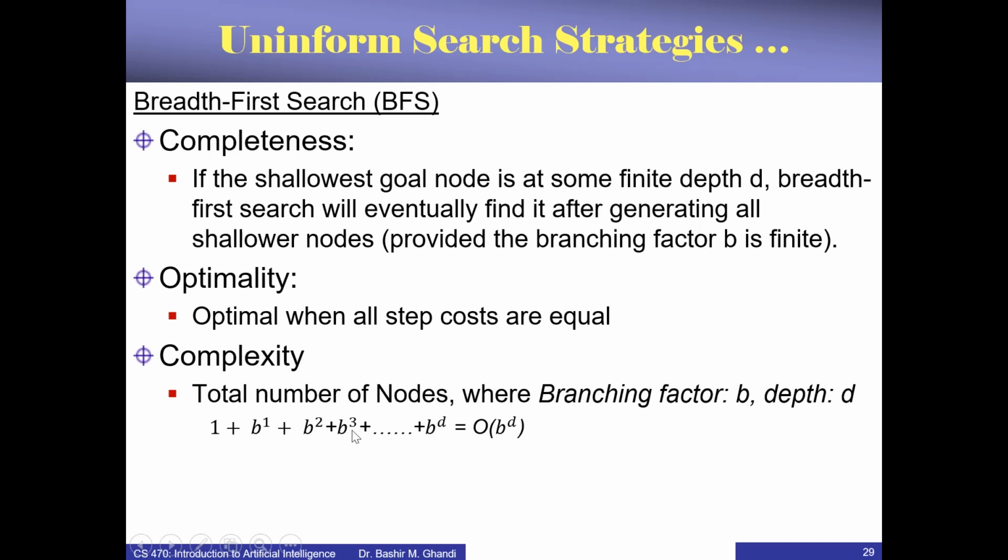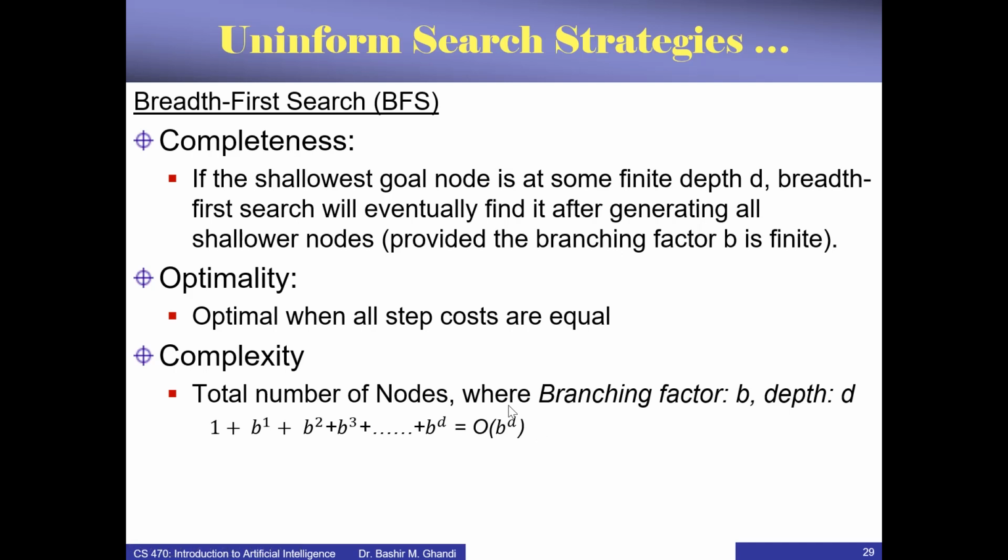Just to make it easy for you to think about this, assuming it is a binary tree, then level one, of course, will have one element, level two will have two, level three will have four, two to the power two, which is four. Level four will have eight, and so on. But this is a general tree. The branching factor is not necessarily two, it is b. So these are the possible nodes that will be created.